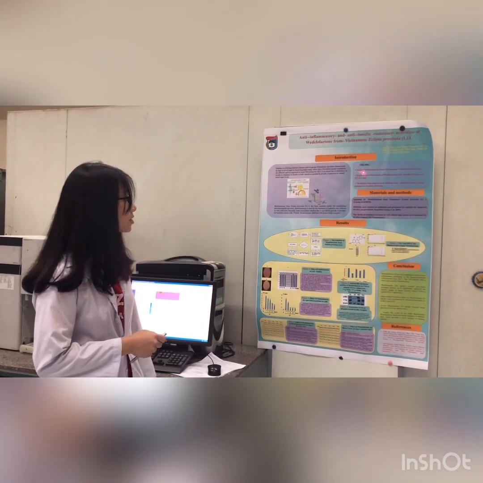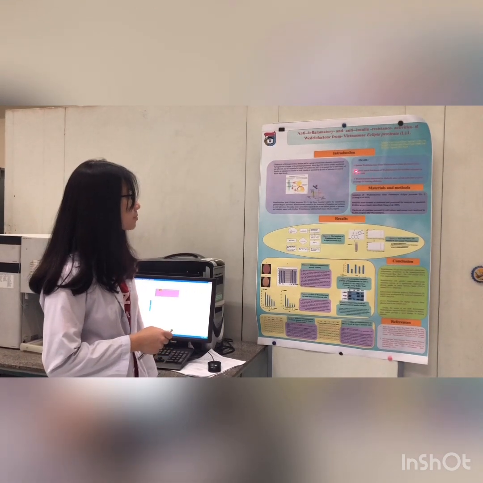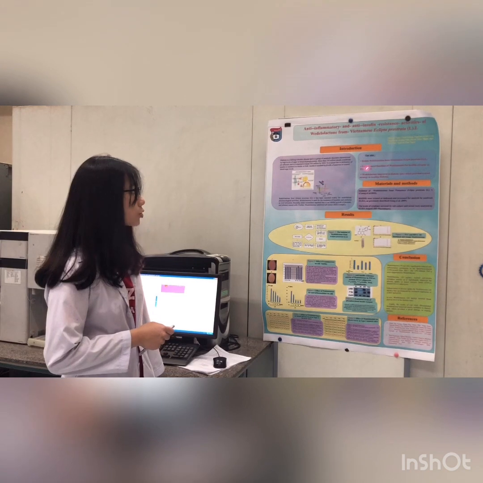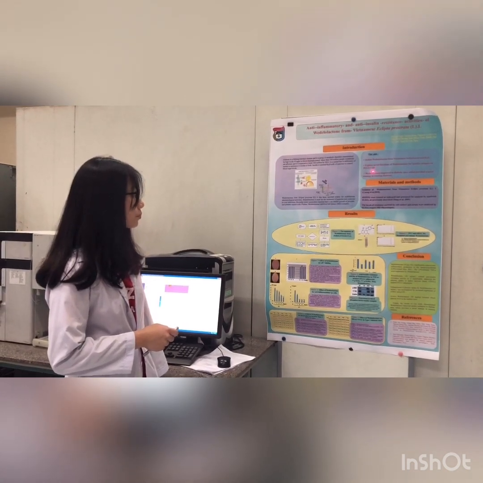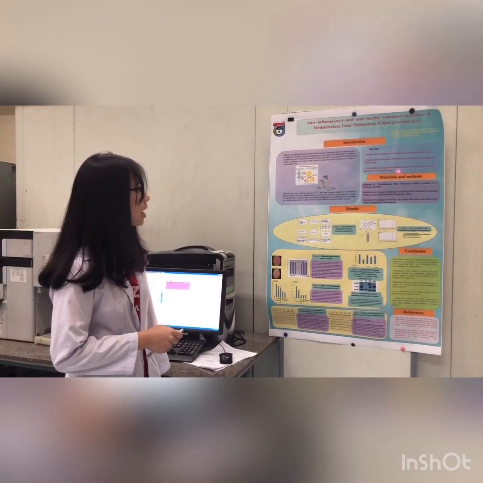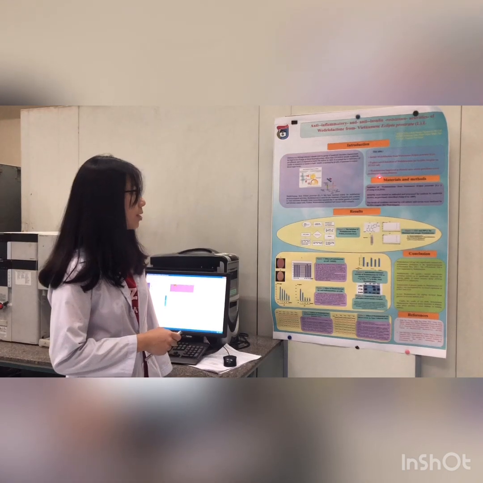Our aim is to isolate Wedelolactone from Vietnamese Eclipta prostrata L and explore novel functions of Wedelolactone for the insulin receptor on 3T3-L1 cells. Also, we want to prove that Wedelolactone improves insulin resistance in diabetic mice, which provides a novel strategy in treating diabetes.